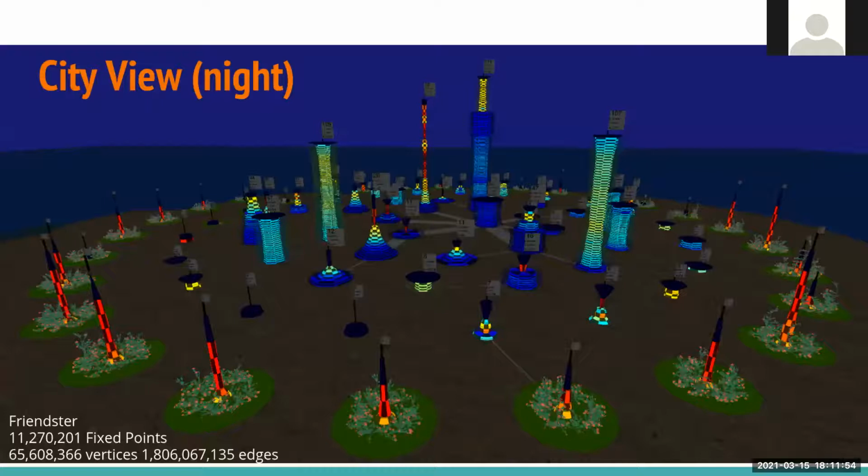The city can also be viewed in night mode, which adds a checkerboard pattern of lights to all the building floors. The light intensity at each floor is proportional to the number of vertices shared between the set of edges represented by that floor and the complement with respect to the whole graph.